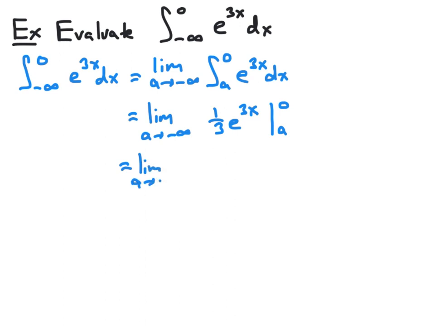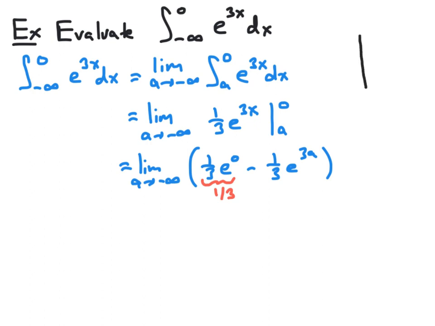We can substitute those values in, and we're going to get 1/3 e to the 0, which will end up being 1, minus 1/3 e to the 3a. We know that 1/3 e to the 0 is a constant equal to 1/3, and so what we need to do is determine the limit as a goes to negative infinity of our second term, 1/3 e to the 3a.